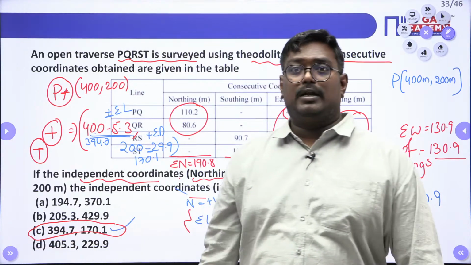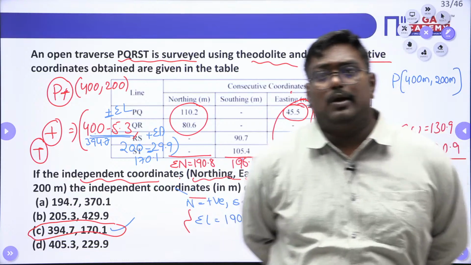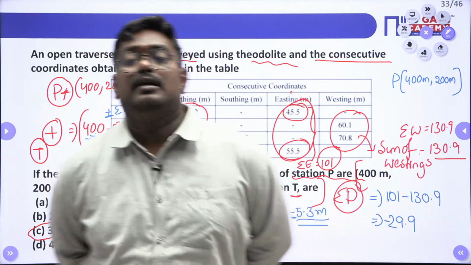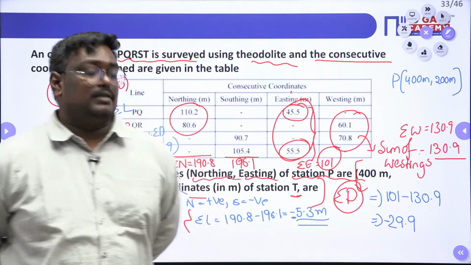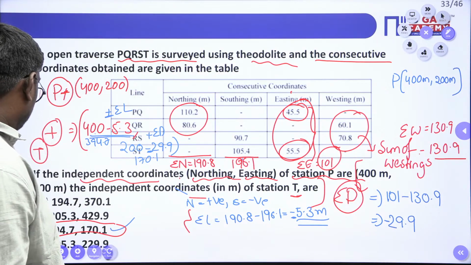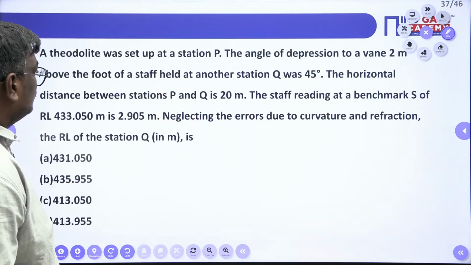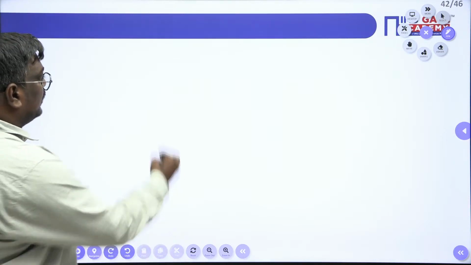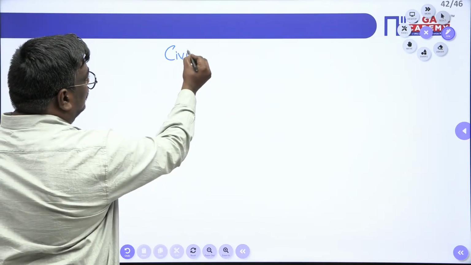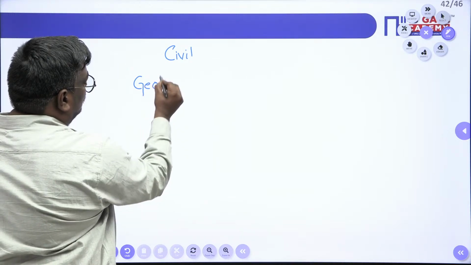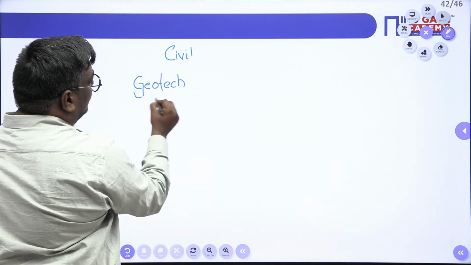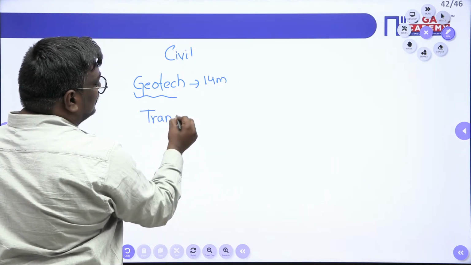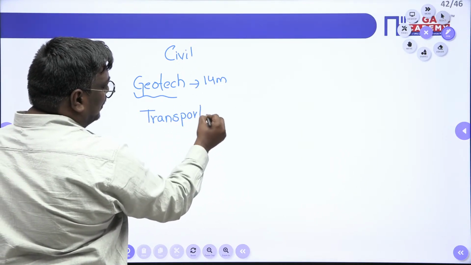One more important thing I would like to tell you, my dear students. Whenever you are preparing for civil engineering, there is one important thing. When I talk about civil engineering GATE questions, which I taught you in the class or any online session, geotech will come around 14 marks. Transportation, you'll get around 10 marks. Sometimes geotech will also be 10 marks.